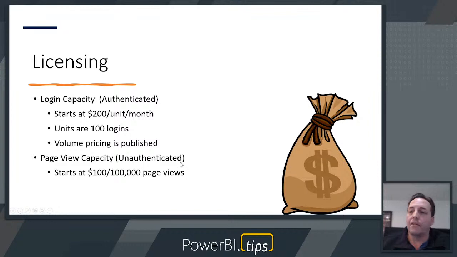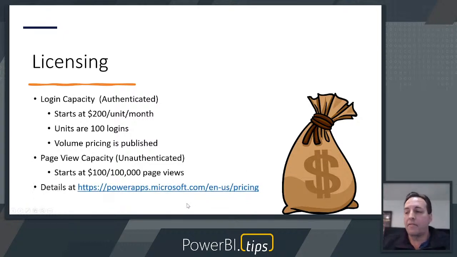The other option is if it's going to be anonymous, where you want to have people come in and maybe do something like a suggestion box, or register for an event, where you really don't need to have them log in. They can just interact with some forms, maybe ask you some questions, and send messages through the portal. That's by page views, and that starts at $100 per 100,000 views. All of the details on that are at this link here. That's pricing.